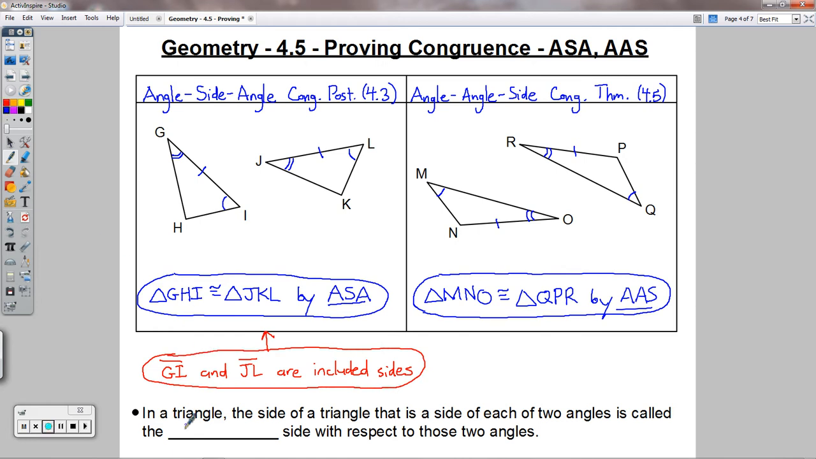And so this blank down here in a triangle, this side of a triangle that is a side of each of two angles, that would be this one here and this one here. This is a side of each of these two congruent angles, is called the included side with respect to those two angles. So this is the included side with respect to G and I, the included side with respect to J and L.